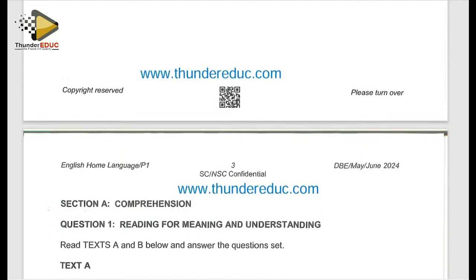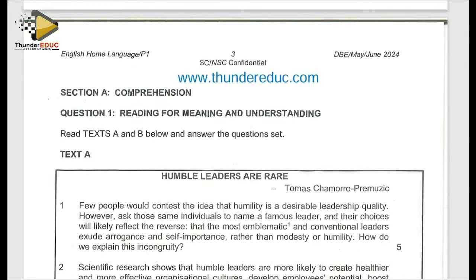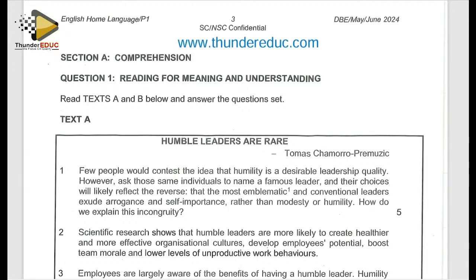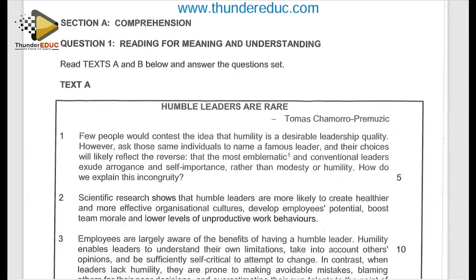Let's see what the June paper held for us, our May-June paper. Let's see what it held for us as it was written just recently. All right, we have our question 1, which is text A and text B. The title of our comprehension was Humble Leaders Array by Thomas Chamorro-Premuzic.